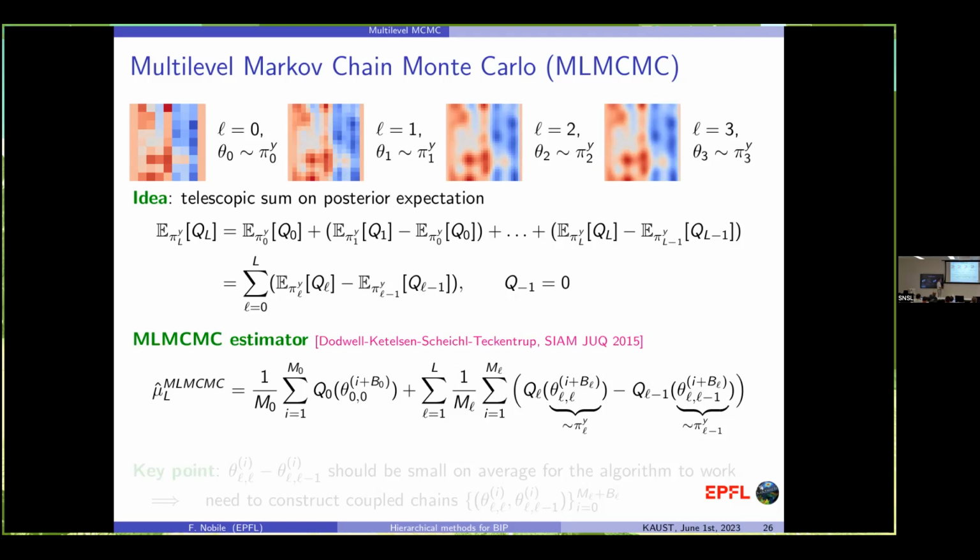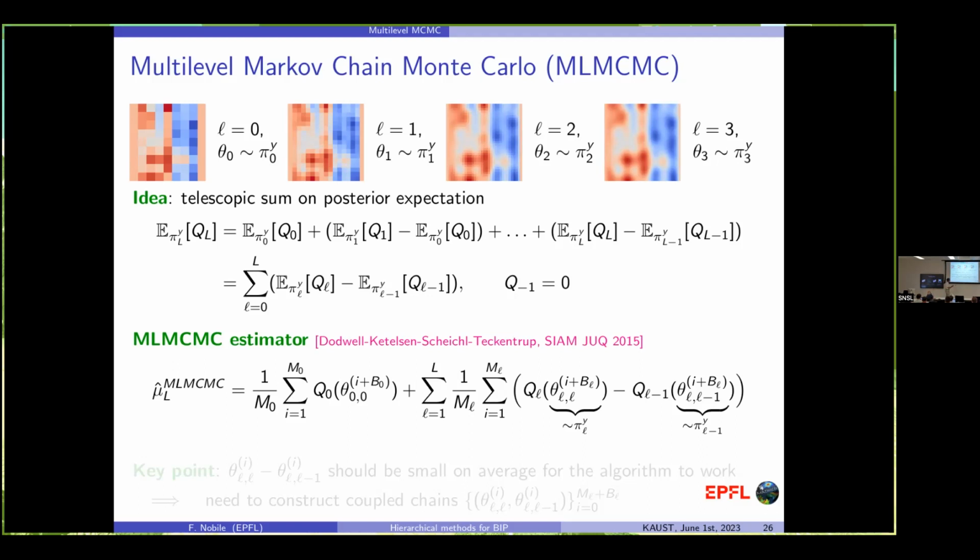Now, if you do it very naively, it will not work, because, of course, this difference is small. You want the variance of the estimator for this difference to be small. So you need the chains that you use to compute those two expectations to stay highly correlated, not only highly correlated, stay close by, so that the variance of the estimator will get smaller and smaller. So in this construction for this estimator, the whole game is to build coupled chains.